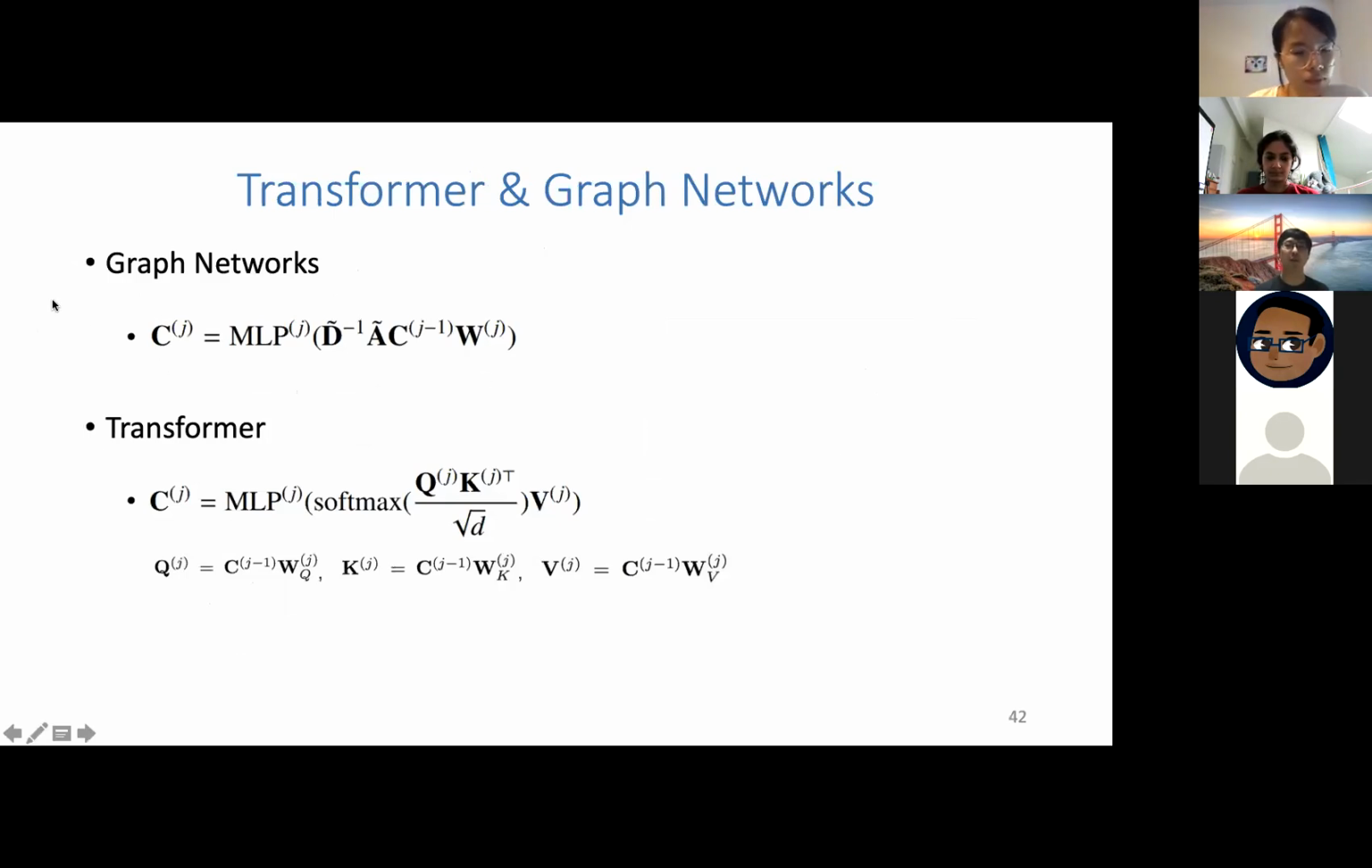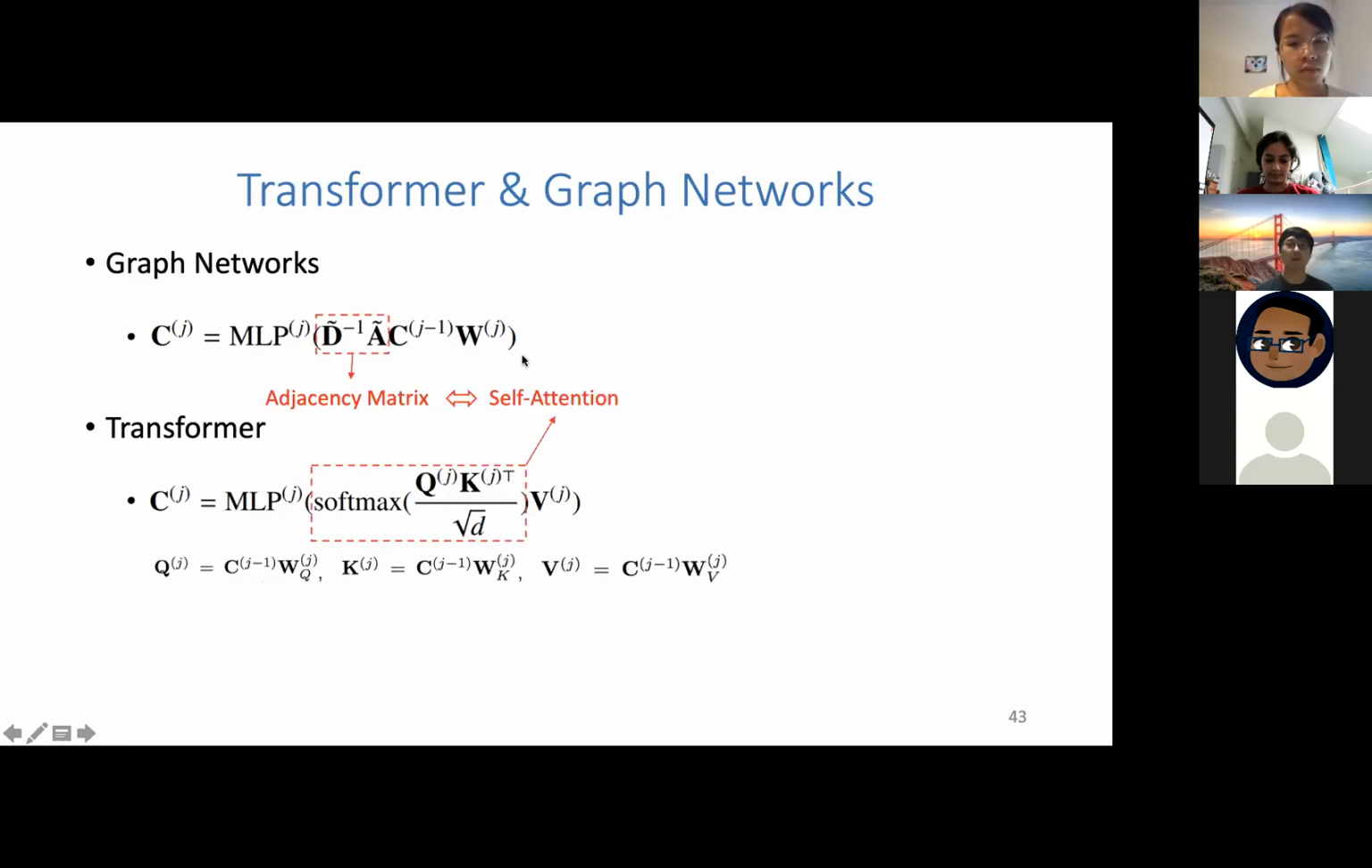So graph neural networks can be written as this. D inverse A is the normalized adjacency matrix, CW is the node embeddings, and NLP is the nonlinear activation function. This is a single layer of graph convolution. A single layer of transformer encoder block looks like this. So there's the QKV operation, followed by a set of NLP functions.